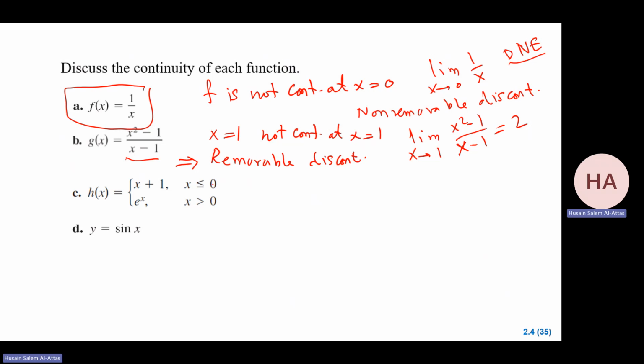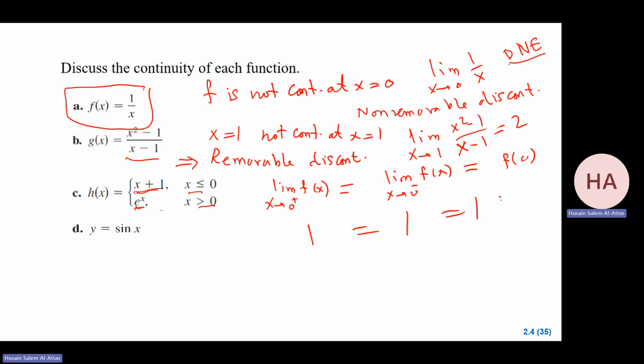Look at part C. I need to check. This is our continuous function, the smooth one. Let's check the limit as x goes to 0 from the right and from the left. Are they the same or not? And also I need to check f at 0. From the right of 0, I have e to the power 0, that is 1. From the left, that is 1. If at 0, substitute here, it's 1. So f is continuous everywhere.